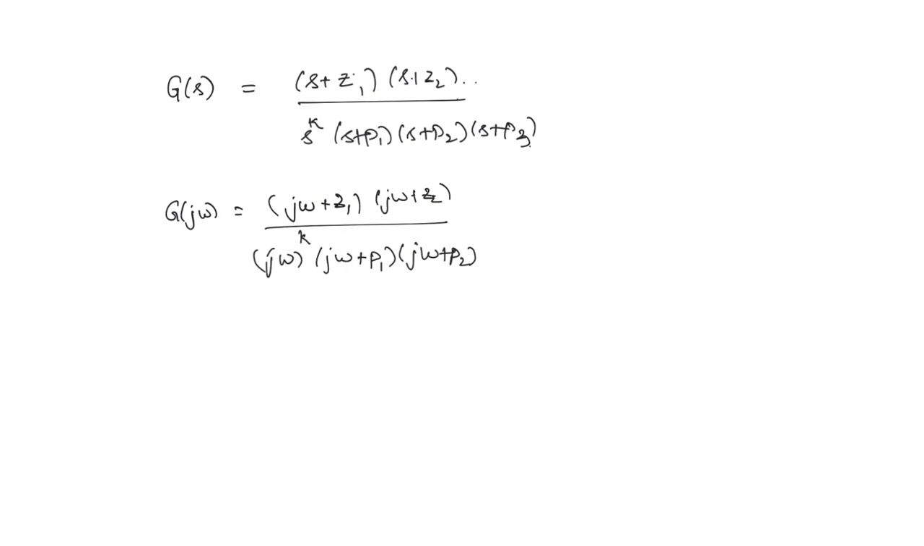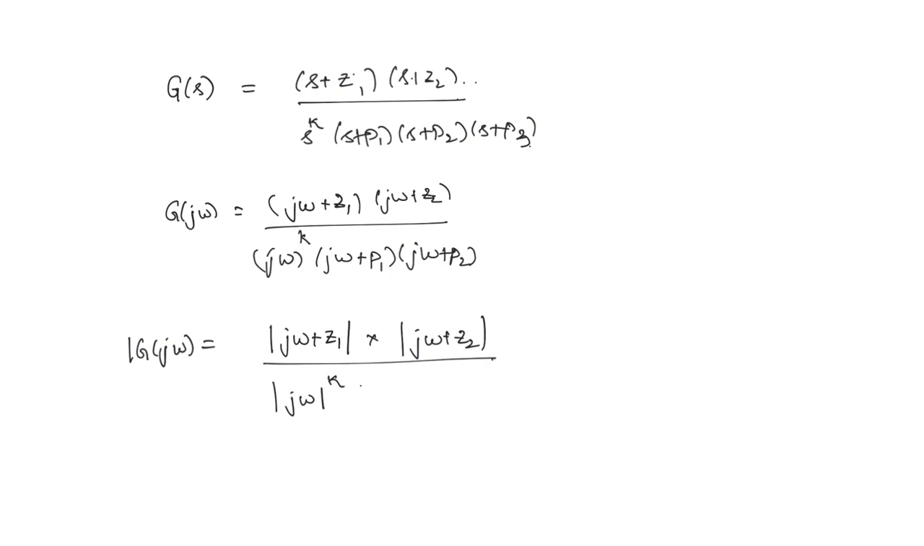Now what happens? You will have to take the magnitude, then g of j omega will be equal to, you can take the magnitude of each term, right? So the magnitude of the first zero, into the magnitude of the second zero, and once again in the denominator it is going to be mod of j omega to the power k, mod of j omega plus p1, mod of j omega plus p2, and mod of j omega plus p3, so on, whatever terms are present. But we want the magnitude in terms of dB, decibel. So what will it be in terms of dB? It is going to be 20 log of the magnitude of g of j omega.